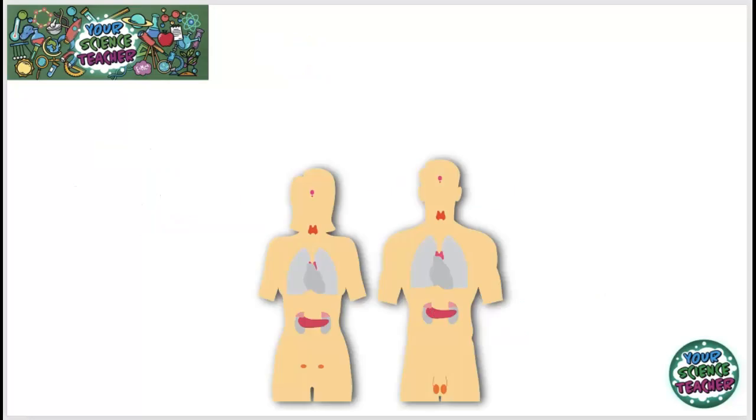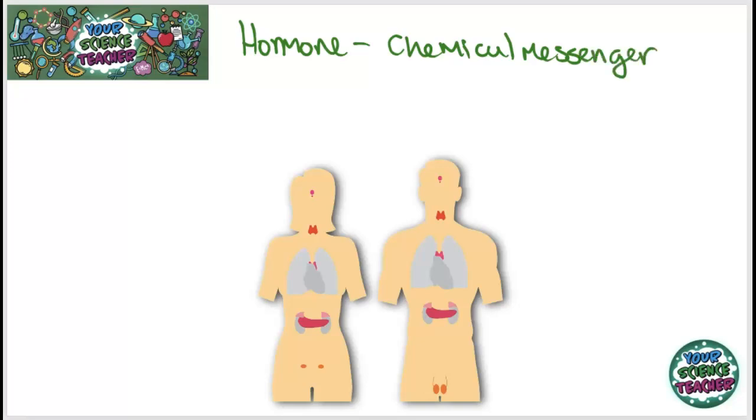Not all responses in our body are controlled by electrical impulses. Some of them are a lot slower and longer acting. And these are controlled by hormones. A hormone is a chemical messenger that travels around our body. Now, hormones are secreted from different glands inside our body.